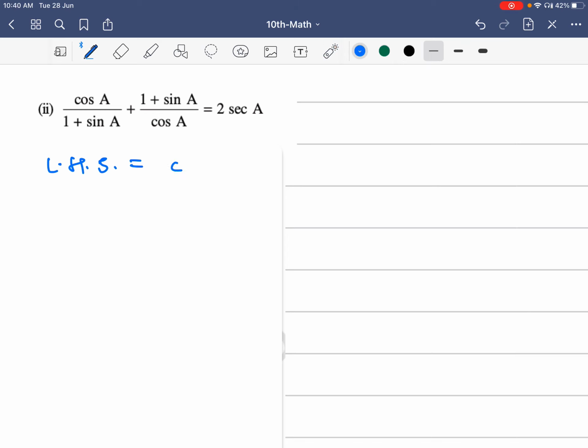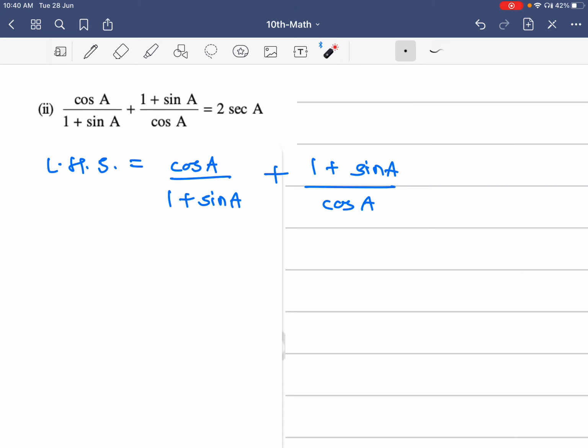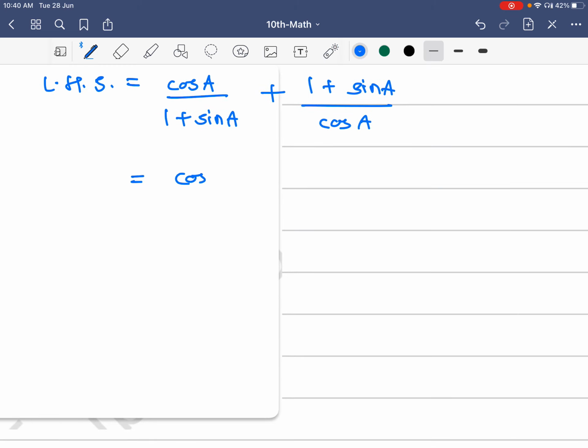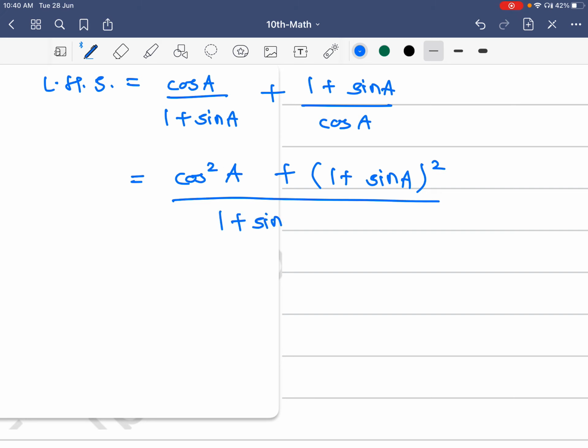Okay, so left hand side is fortunately given in terms of sine and cos already, so no need to convert anything. So 1 plus sine A the whole divided by cos of A. So now we are going to do our regular addition of fractions. This into this plus this term into this term, the whole divided by this into this. So let's do that. That is equal to cos A into cos A is cos square A, plus this is 1 plus sine A the whole square, because 1 plus sine A into 1 plus sine A, and the whole divided by 1 plus sine A into cos of A.